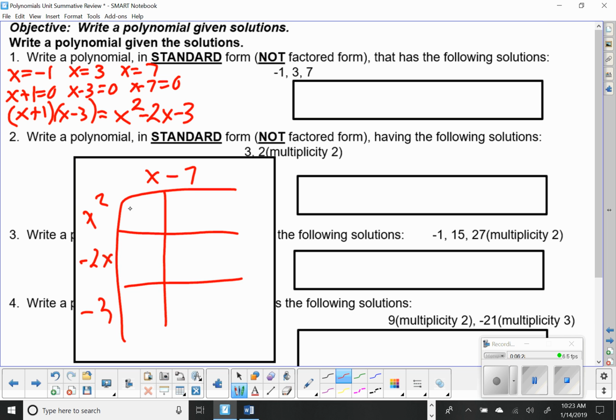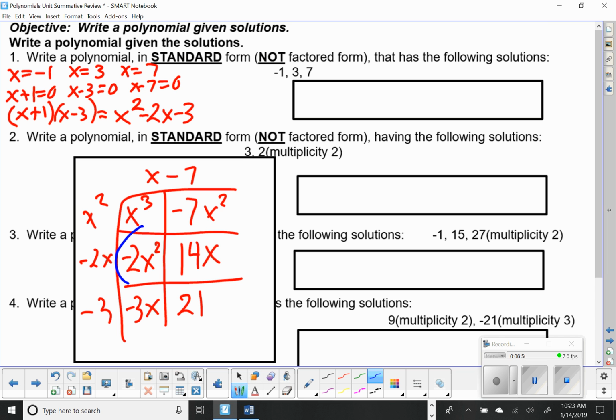X squared times x is x cubed. X squared times minus 7 is minus 7x. Negative 2x times x is minus 2x squared. Whoops, I forgot my squared there. Negative 2x times negative 7 is positive 14x. Negative 3 times x is minus 3x. Negative 3 times negative 7 is 21.